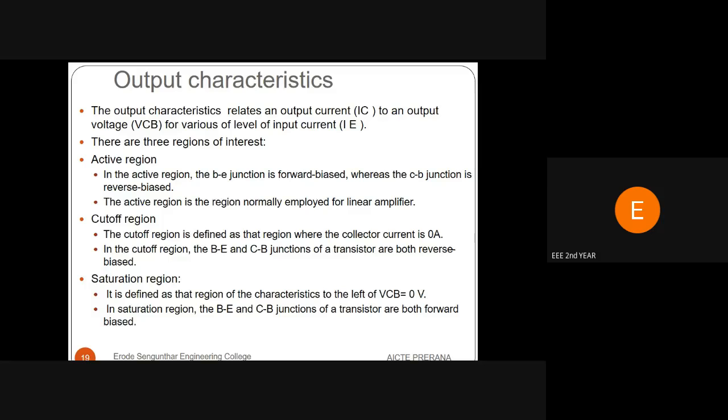In cutoff region, emitter base junction is reverse biased and collector base junction is also reverse biased. The cutoff region is defined as the region where collector current is below 0 amps. The next region is the saturation region. Saturation region is defined as the region of the characteristics left of VCB equal to 0 volts. In saturation region, emitter base and collector base junctions are both forward biased.